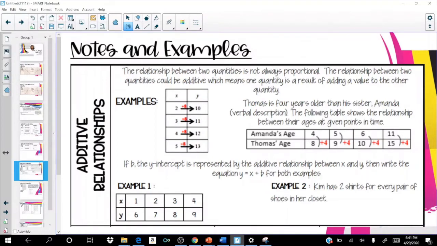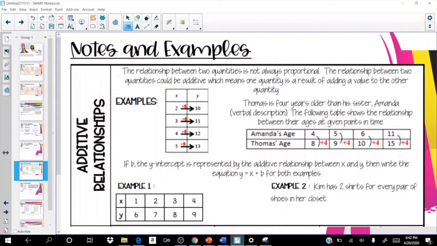You also can represent additive relationships in words, or a verbal description. So, Thomas is 4 years older than his sister, Amanda. The following table shows the relationship between their ages at given points in time. So when Amanda is 4, Thomas is 4 years older than her, so he's 8. 4 plus 4 is 8. When Amanda's 5, he's still 4 years older than her, he's 9. So plus 4. Each time you are adding 4. It does not matter how old Amanda is, Thomas will always be 4 years older than her. So you must add 4 to her age to get his age.